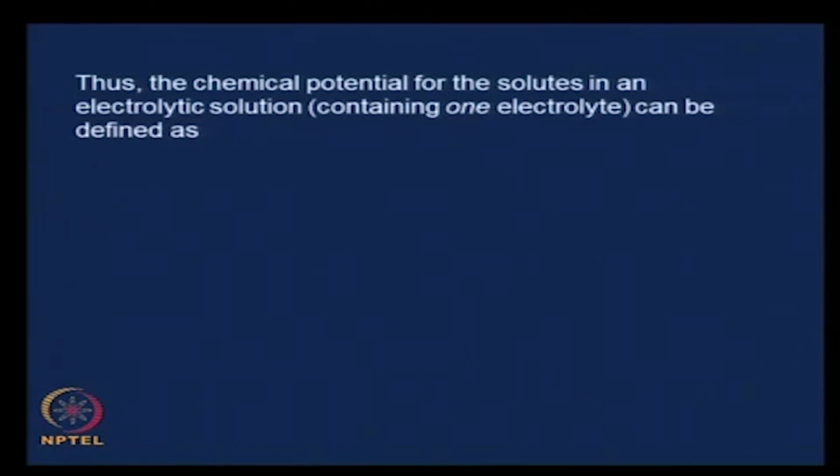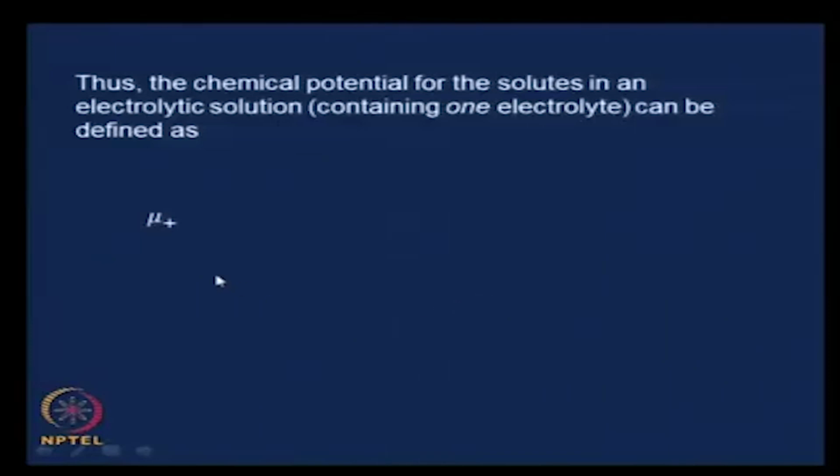Therefore, the chemical potential for the solutes in an electrolytic solution, let us say it contains only one electrolyte to begin with, we will deal only with one electrolyte in this course. This is anyway an extension to you, and if it gets more complicated, you can get into a research mode and find out how it is handled. It has already been done in papers and so on. This can be defined as mu plus equals mu plus triangle plus RT ln gamma plus m plus. Let us call this equation 670, and I am just writing the chemical potential for each of these species separately.